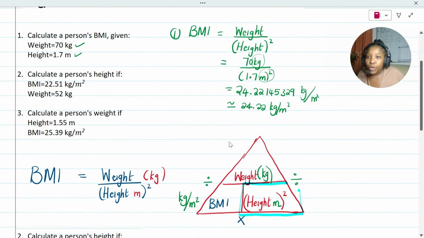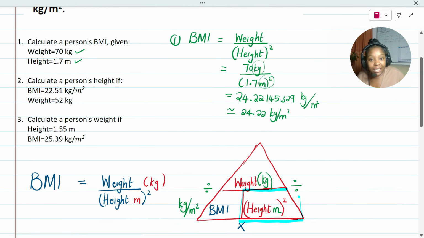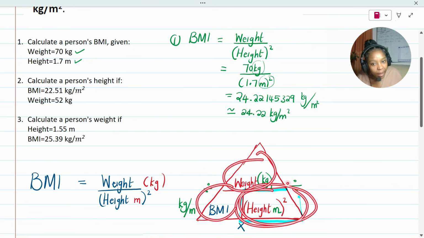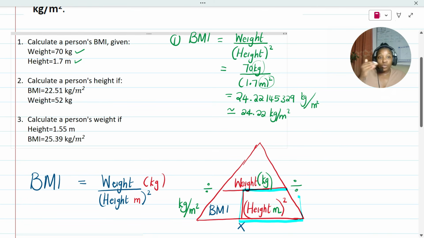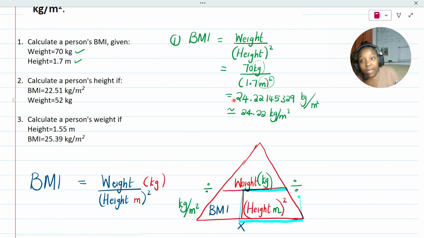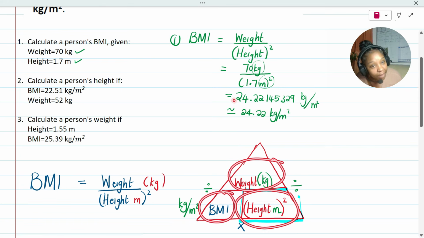If, for example, you're calculating a person's height, therefore it will be weight divided by BMI. Then you need to remember to do the extra step of square rooting, because you're not solving for height squared. If you have to calculate a person's weight, it's BMI multiplied by height squared.